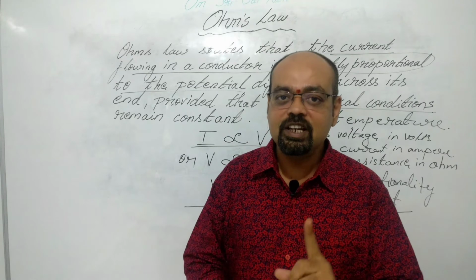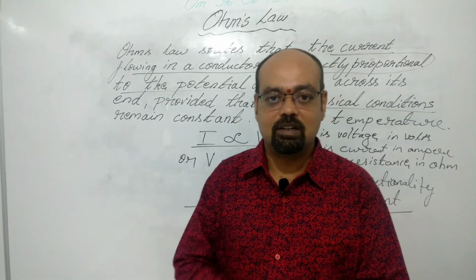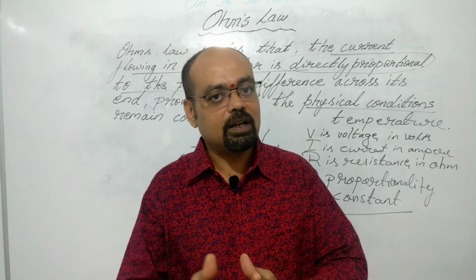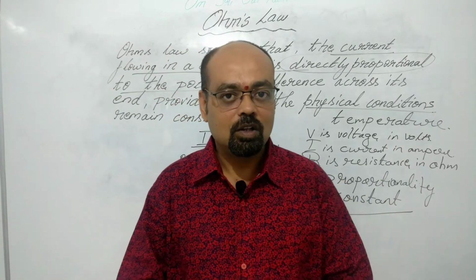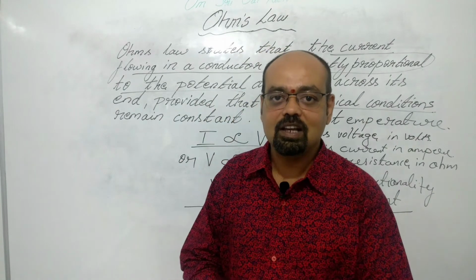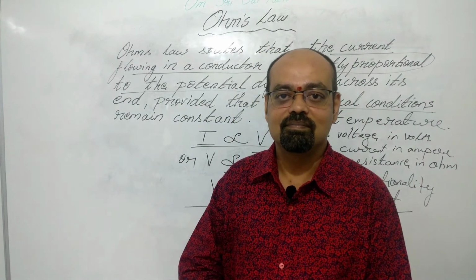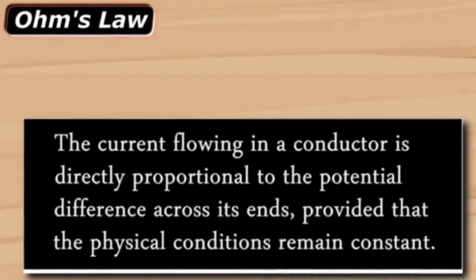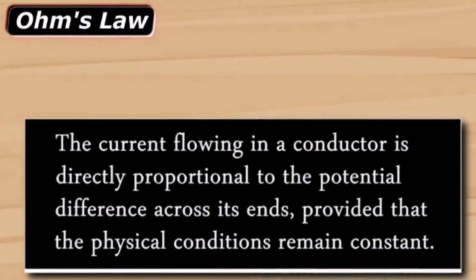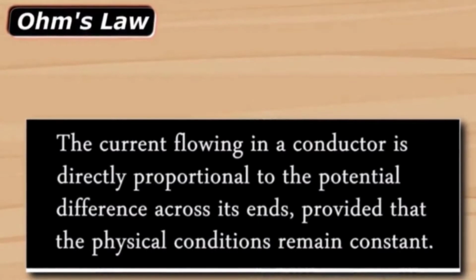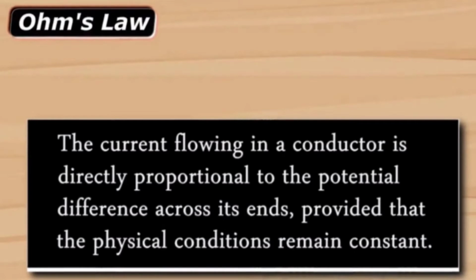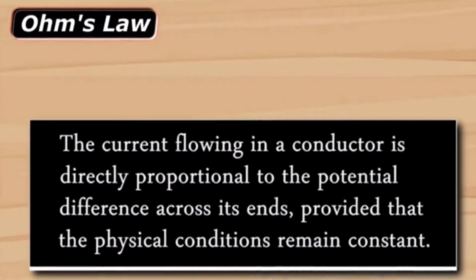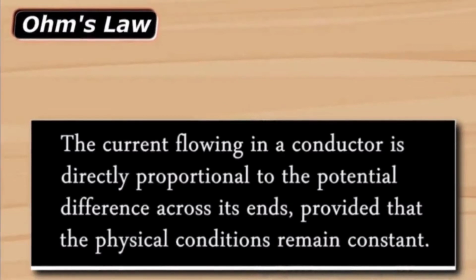For this, we need to conduct an experiment, and then you get a clear picture of this particular concept, Ohm's law. So let's move on to the experiment. Here's the experiment to determine Ohm's law: the current flowing in a conductor is directly proportional to the potential difference across its ends, provided that the physical conditions remain constant. This is what we have to determine in Ohm's law.